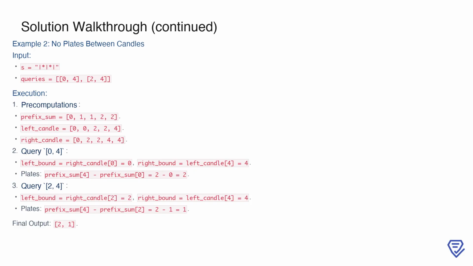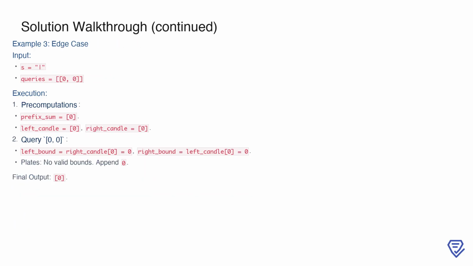For the first query, 0, 4, the nearest right candle to index 0 is itself at 0, and the nearest left candle to index 4 is at 4. The plates between these bounds are prefix_sum[4] - prefix_sum[0] = 2 - 0 = 2. For the second query, 2, 4, the nearest right candle to index 2 is at 2, and the nearest left candle to index 4 is at 4. The plates between these bounds are prefix_sum[4] - prefix_sum[2] = 2 - 1 = 1. The final output is 2, 1.